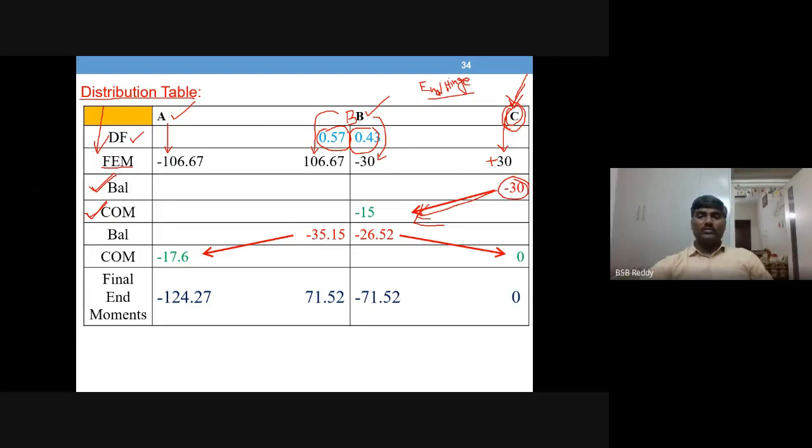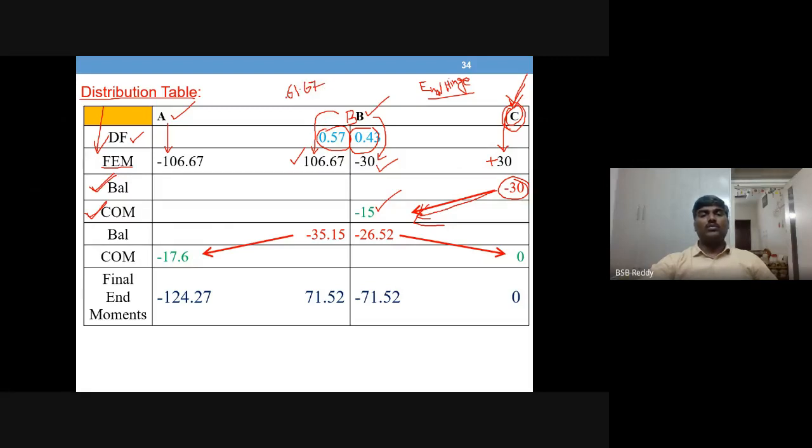Now coming to joint B. Once joint C is done, come to joint B. Now you see what are all the moments at B. This value 106.67, minus 30, also minus 15 is also there now. Okay, so now you take the total of this: 106.67 minus 30 and minus 15. So it is 61.67, the balance at B now.